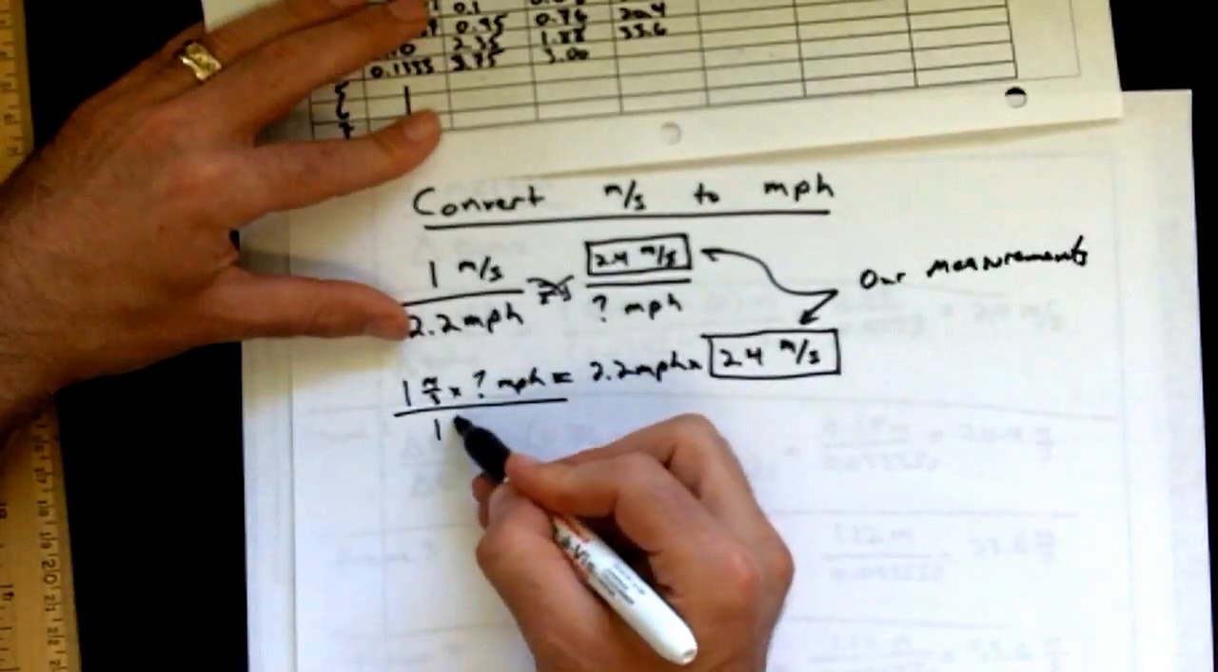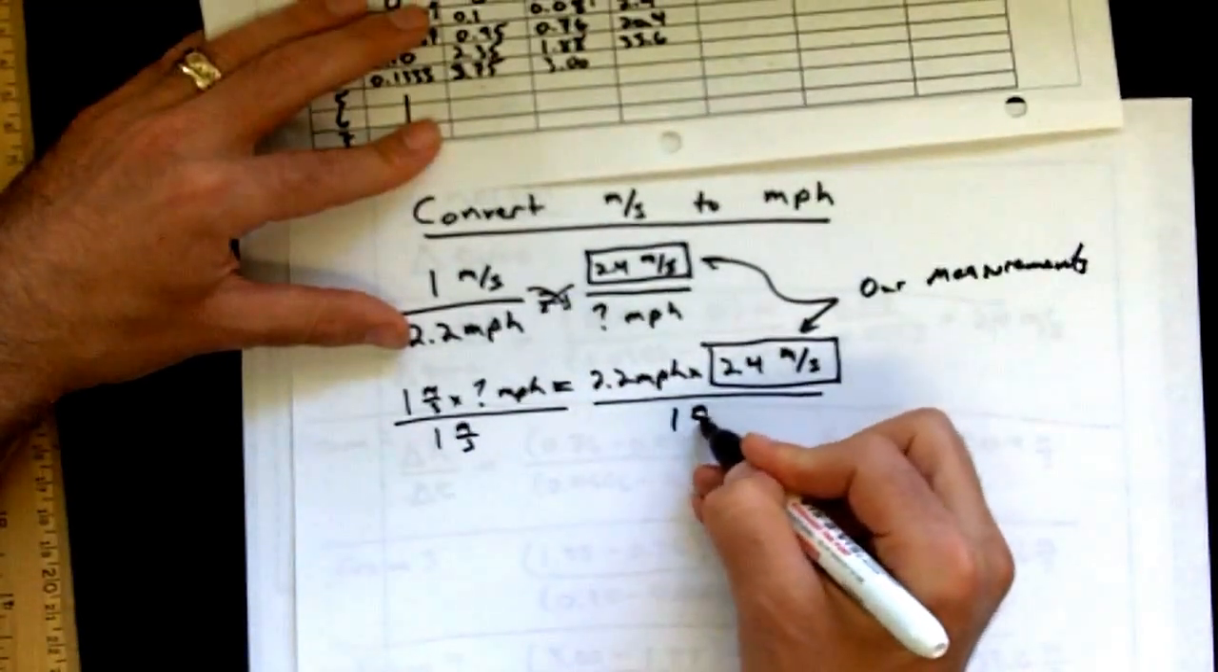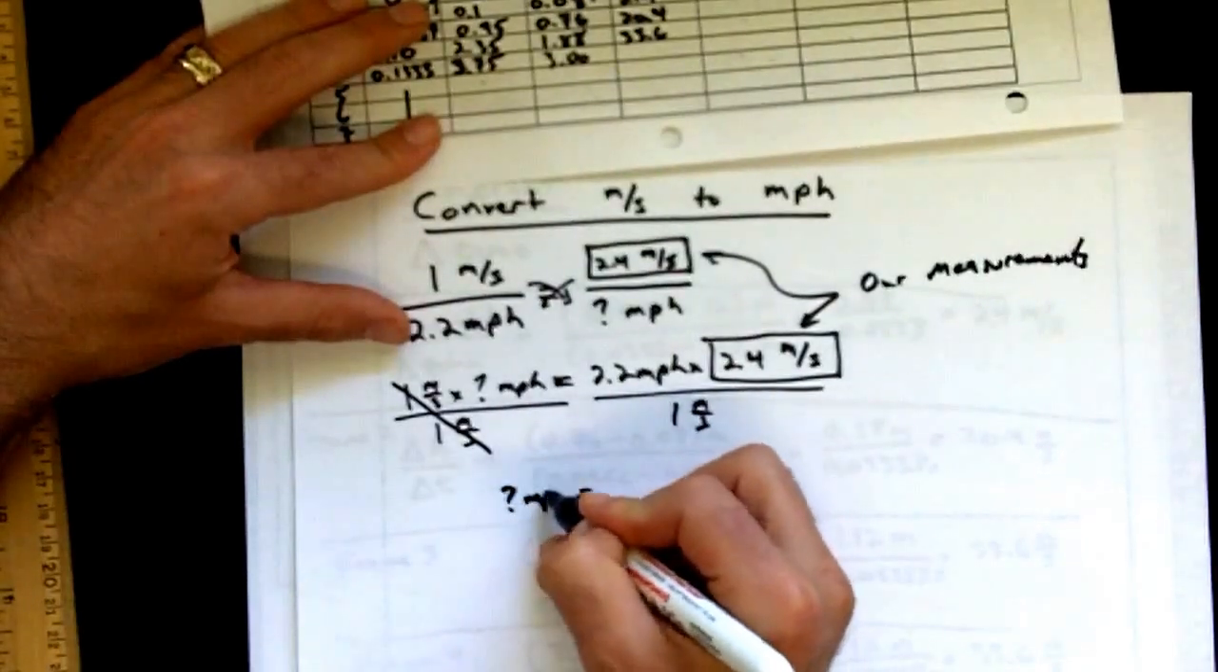So let's go ahead and try and see if we can get question mark all by itself. How do we do that? We divide by 1 meter per second. Whatever we do to the left side, we do to the right side. Cancels out on that side, and we're left with question mark miles per hour.